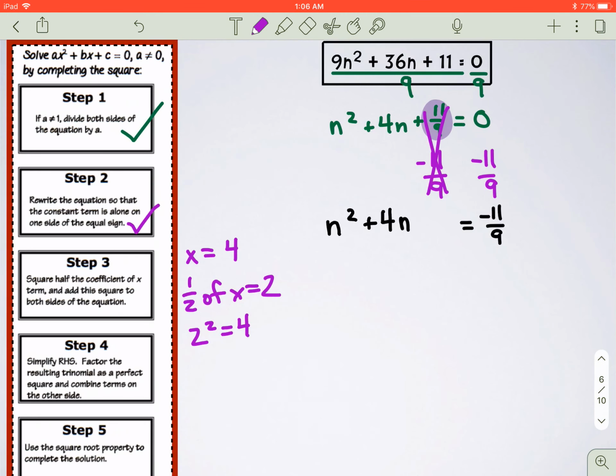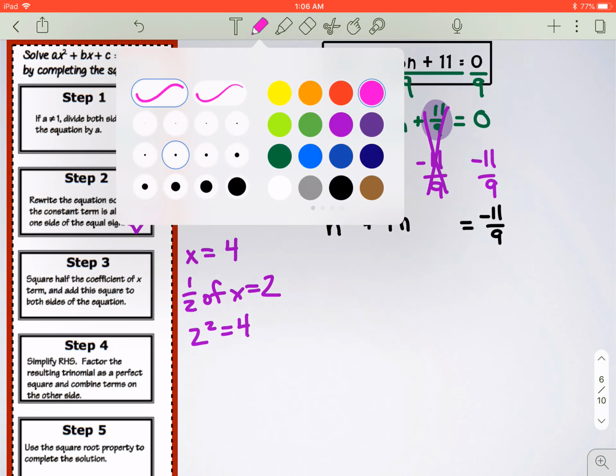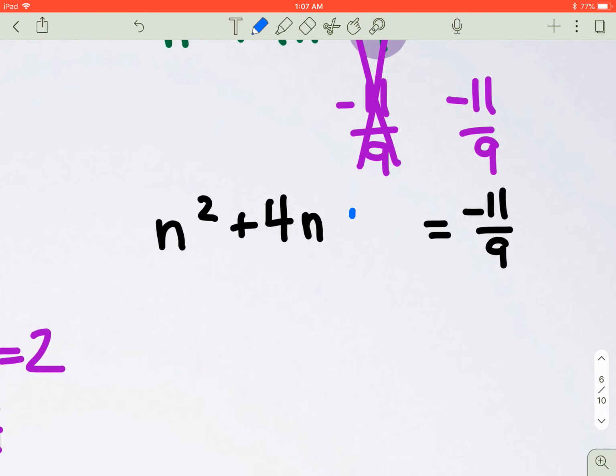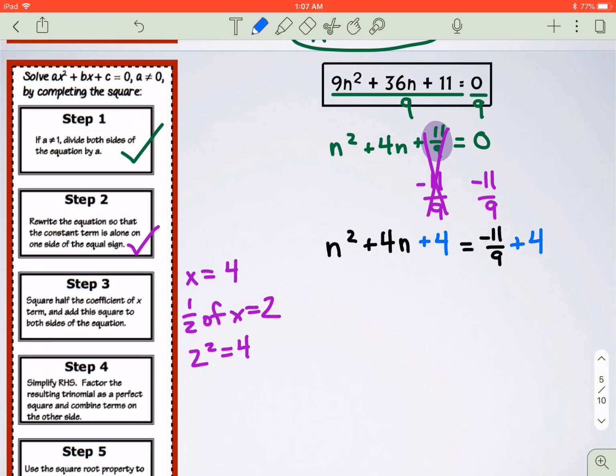So I would have to add 4 to both sides of my equation right here. Add 4, add 4. So that's step 3.